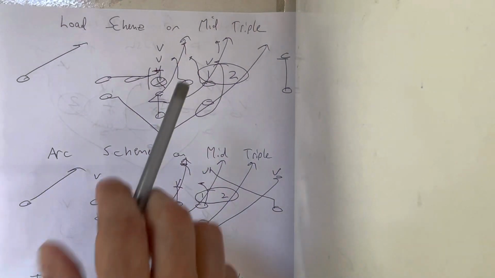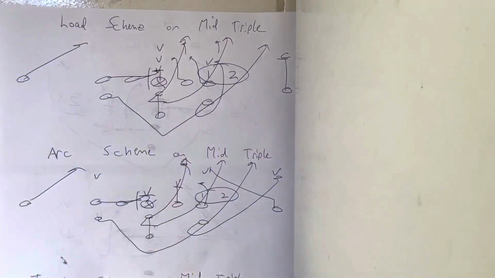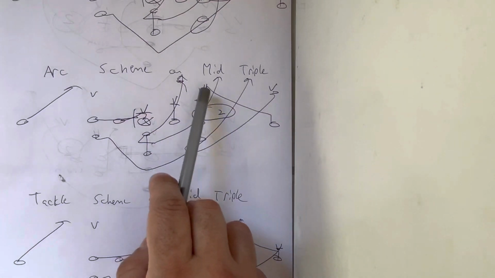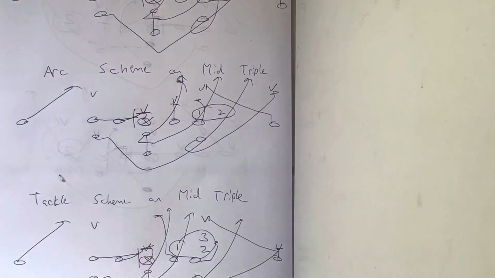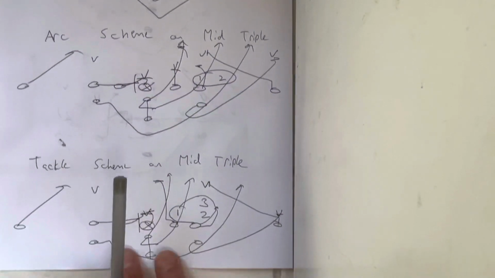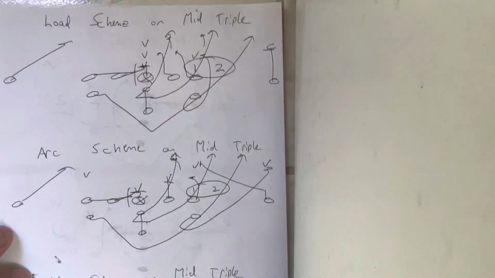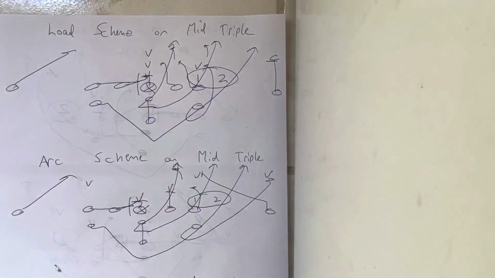So when they give you 1, 2, and a corner, it's a load scheme. When they give you 1, 2, a safety or an overhang and a corner, that's an arc scheme. When they give you 1, 2, a corner, a safety, and an extra player, that's a tackle scheme. So there you go. Those are the 3 schemes on midline triple option for the perimeter.